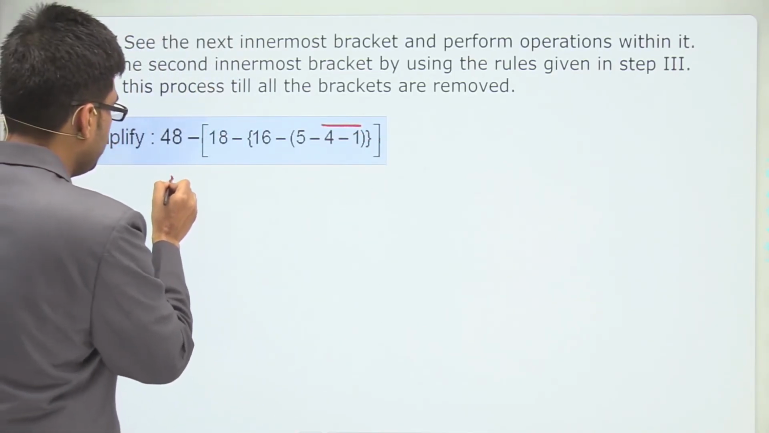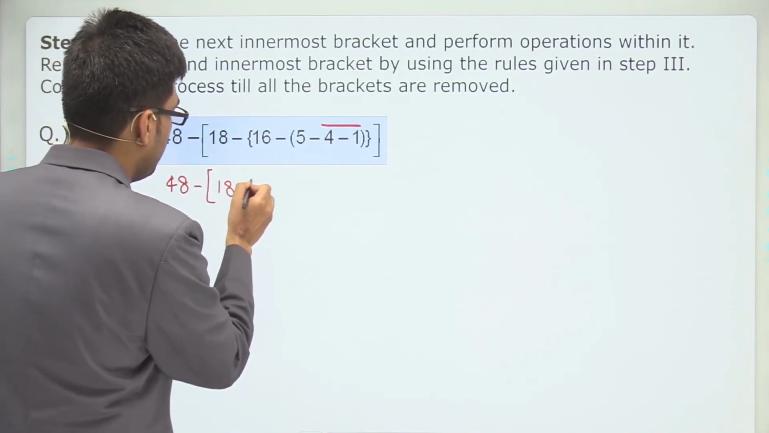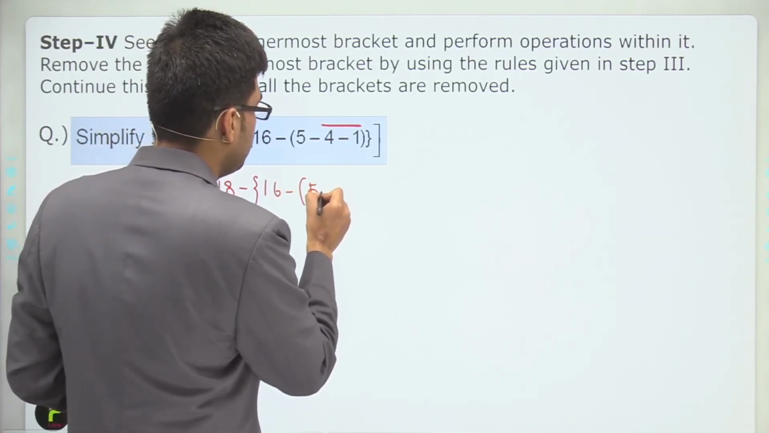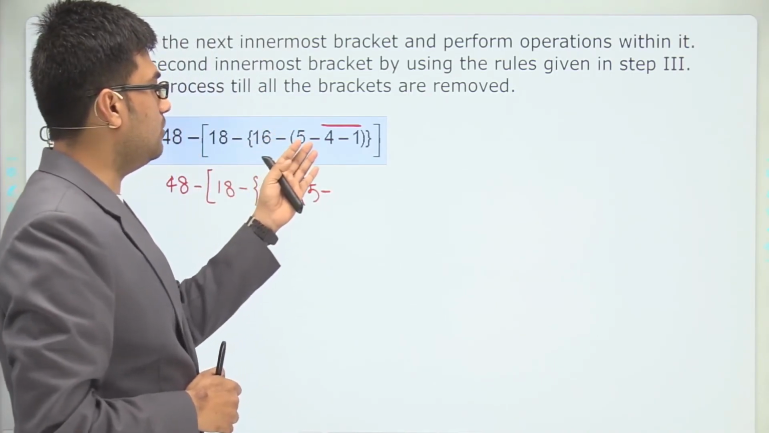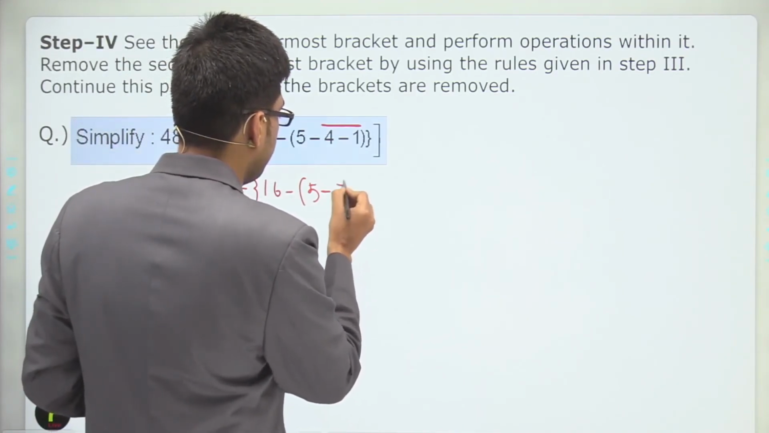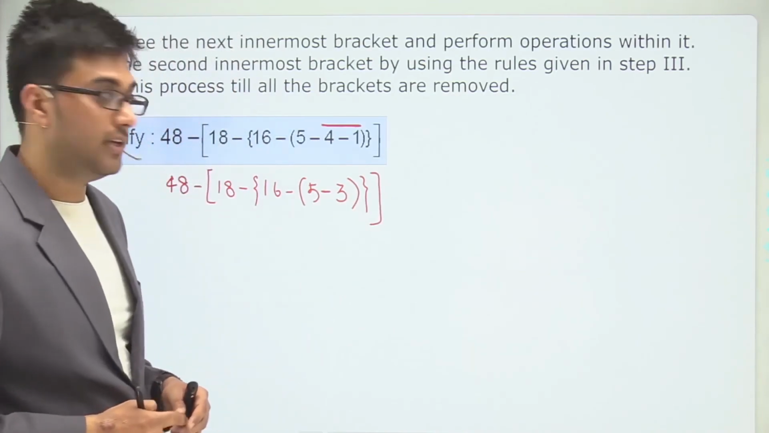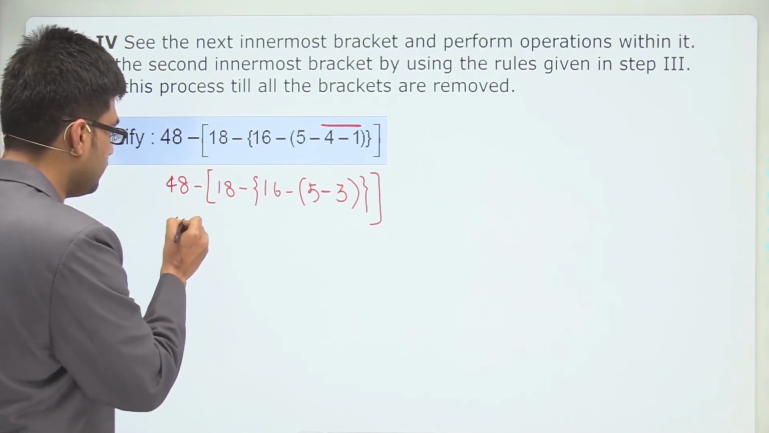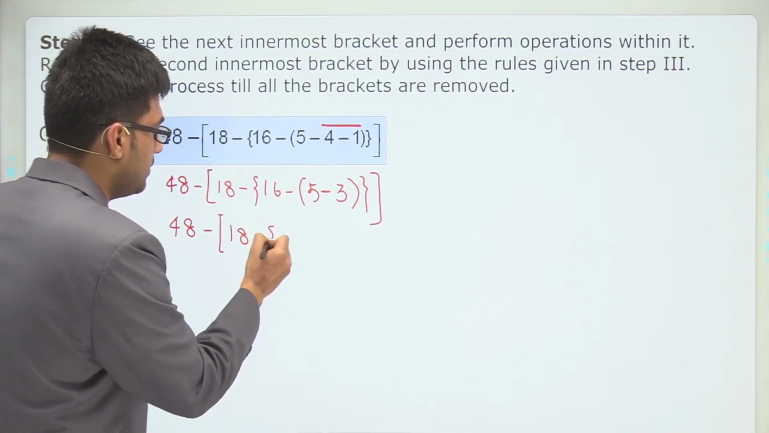So according to the rule, we have to solve the vinculum bar first. This is 16 minus 5, and this is minus here. So the vinculum bar is on 4 and minus 1, so we can write it as minus 3. So now we have to write the vinculum here. Students, when we solve this, what will we get? It is 48 minus 18 minus 16.